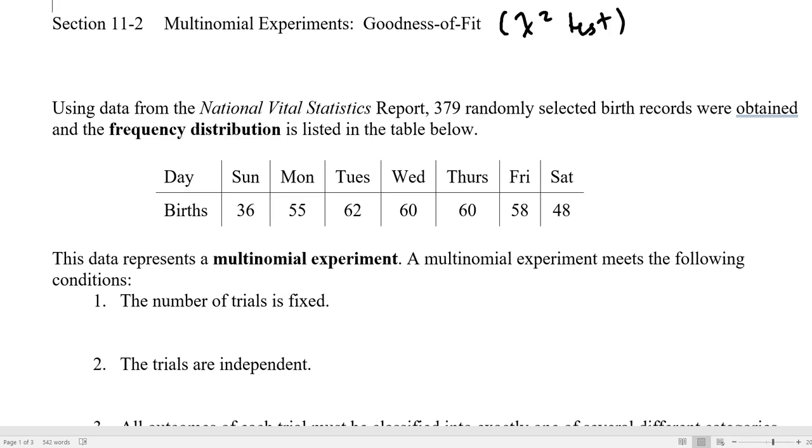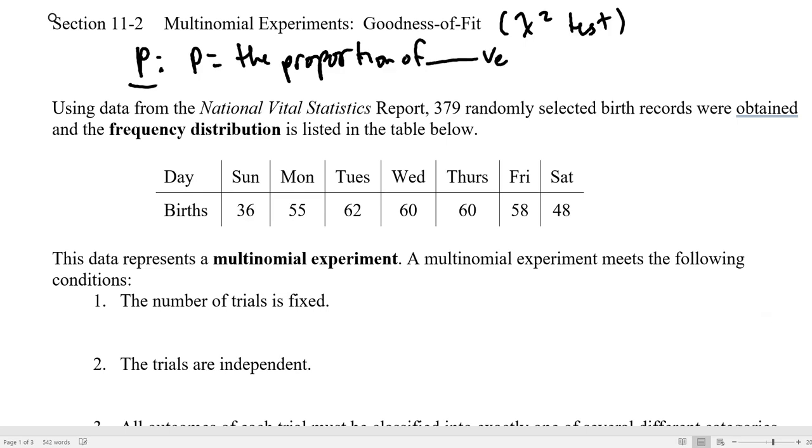But for this one, what we're going to do is we're going to have to start with the same PRTC. So we're going to start by defining the parameters, and we are dealing with proportions. So it'll be P is equal to the proportion of blank versus or over or whatever.